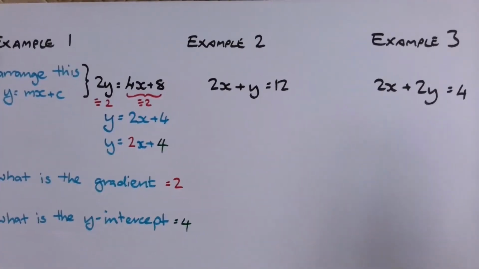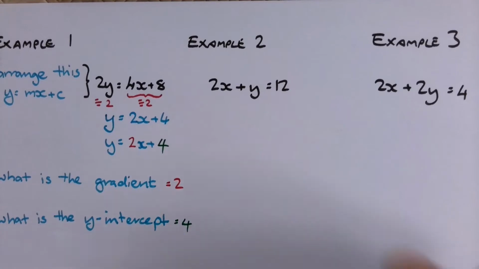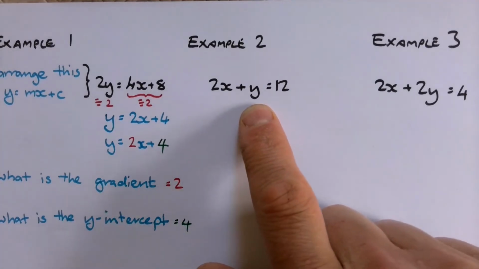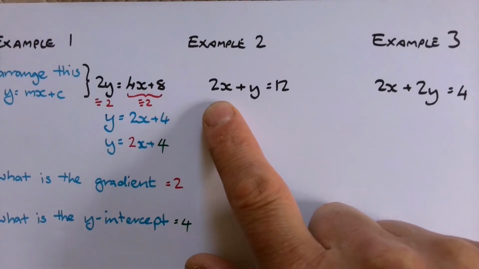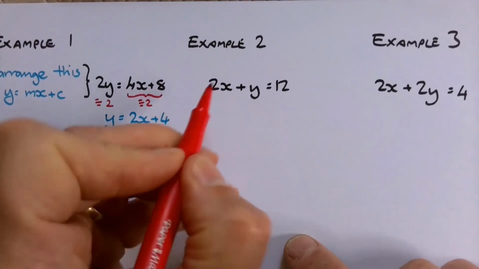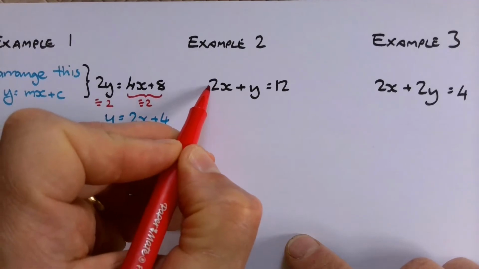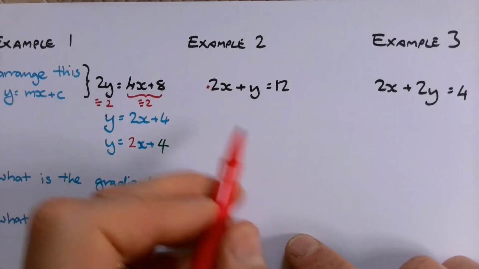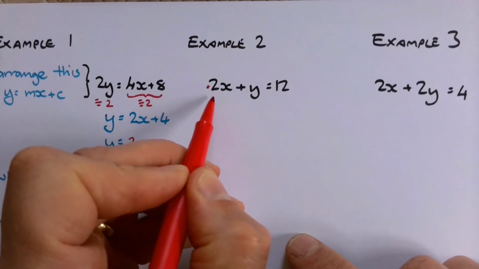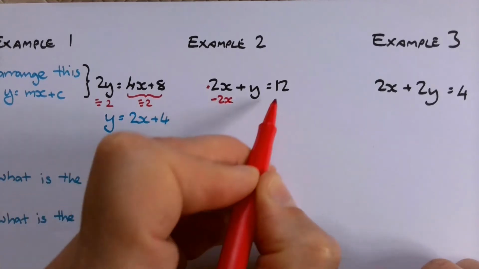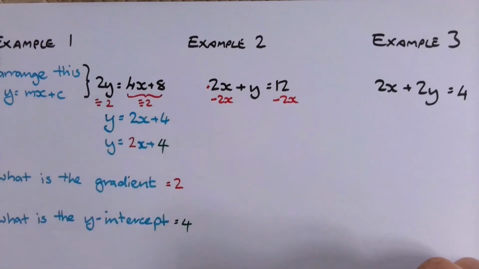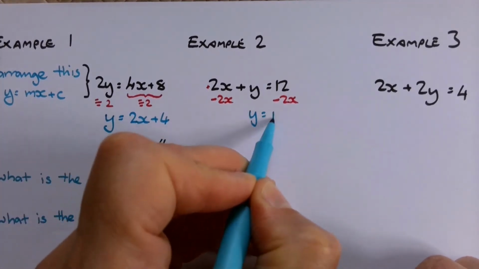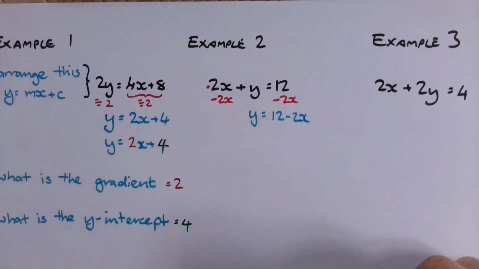Kind of similar story. So what's the problem here? Well, I've got my y, but I've got a load of x's over here as well. I don't want them there. So if you think about it, this just means positive 2x. What's the opposite of add 2? It's take away 2. So we need to take away 2 x's, and do that to both sides. So we're going to end up with y is equal to 12 minus 2x.